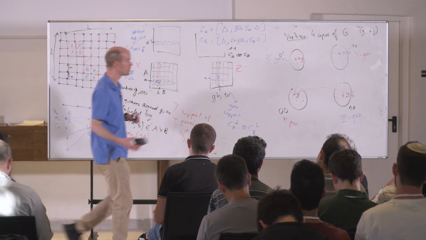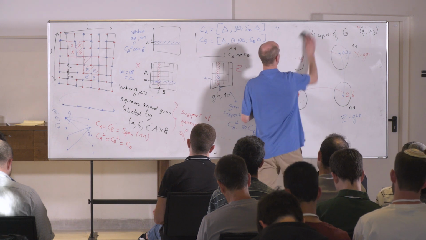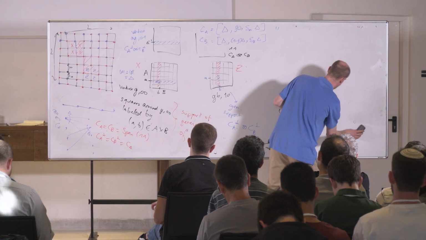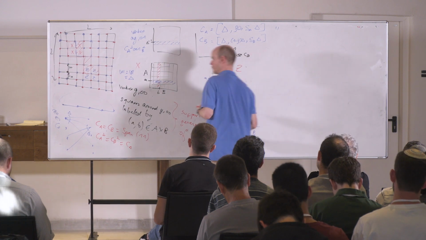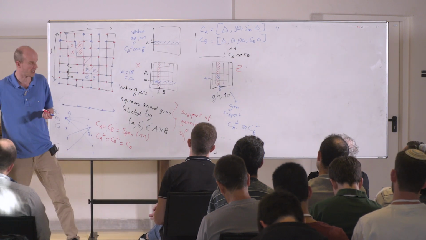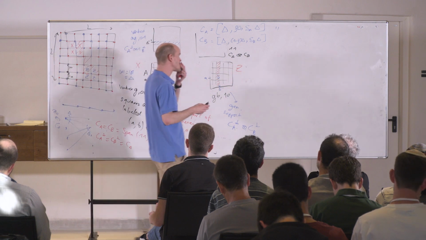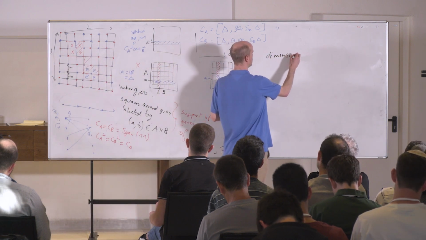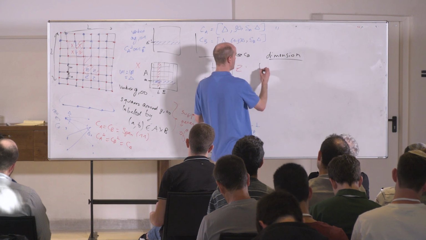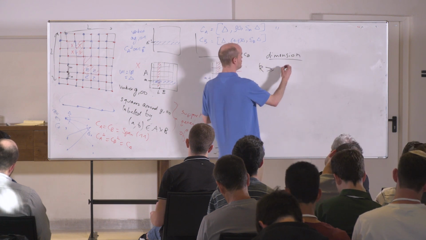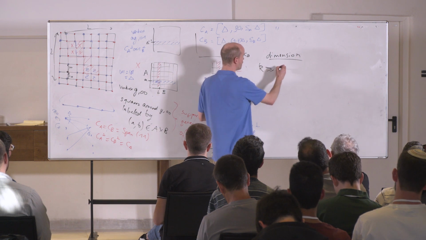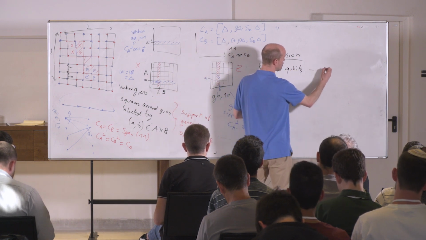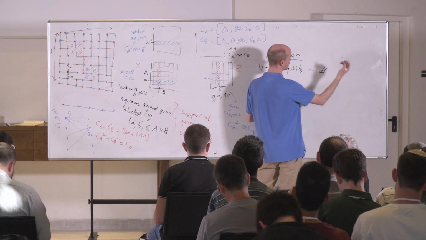So what is the dimension of the code? How many qubits does it encode? That's not complicated to see. What's the dimension? So K is at least the number of qubits minus the number of generators.